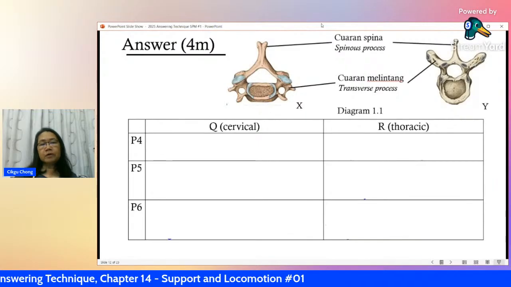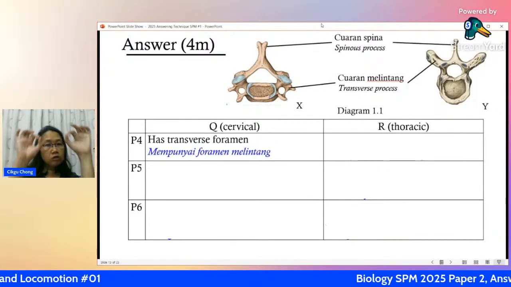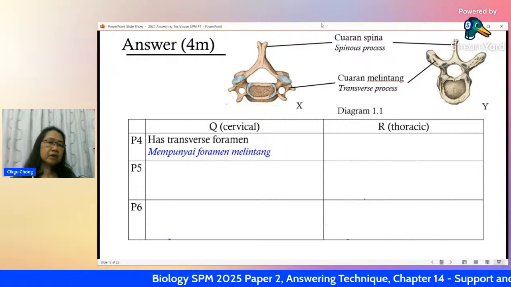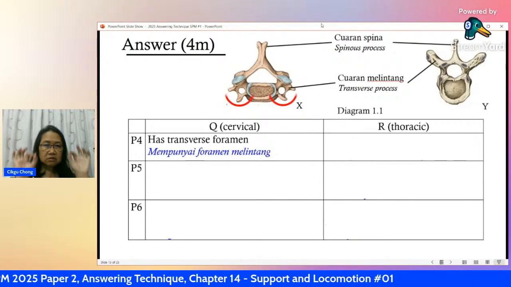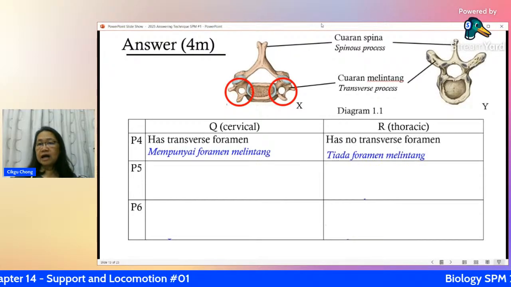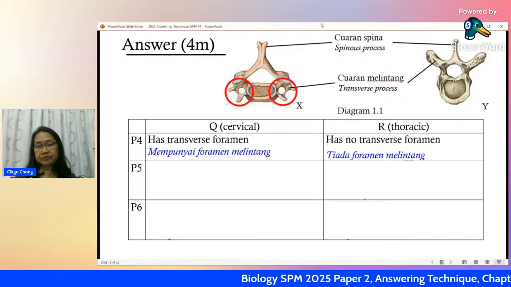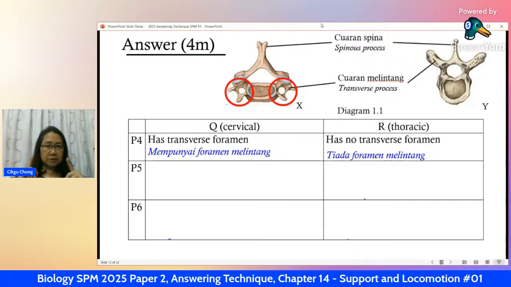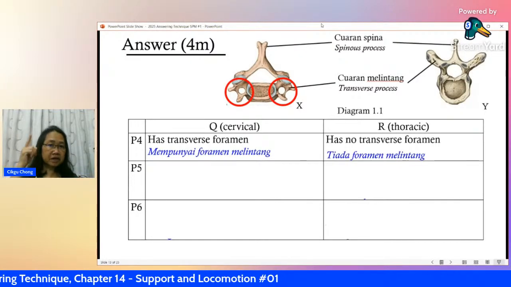So next one, what other things can you compare? You can compare the special two holes there. Don't say holes. You need to use a special name, which is: X has transverse foramen. Okay, the two little holes there are called the transverse foramen, while R, or Y, does not have transverse foramen. Now this transverse foramen is important because it houses the blood vessel that goes up your brain to your head.